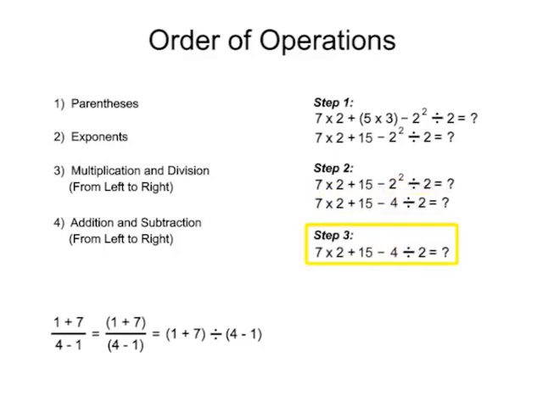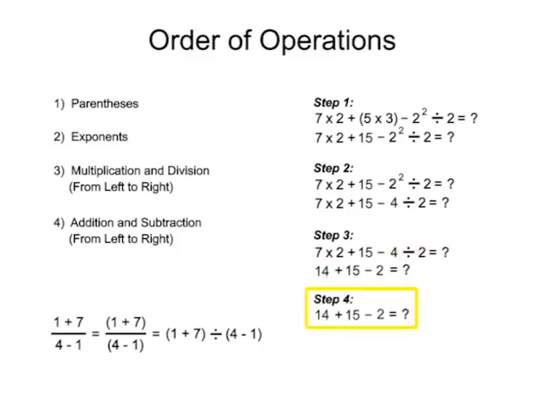Then, accomplish any multiplication or division starting at the left and working to the right. The first operation involving multiplication or division is 7 times 2, which is 14. Continuing to the right, the next operation involving multiplication or division is 4 divided by 2, which is 2.